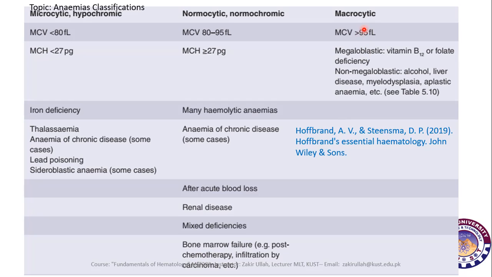Macrocytic anemia, in which the mean cell volume is above the normal level, that is more than 95 femtoliter. This macrocytic anemia occurs in megaloblastic anemia, that is vitamin B12 or folate deficiency, and alcoholism, liver disease, myelodysplasia, aplastic anemia. So this is the summary of the classification of anemias on the basis of their morphological properties.